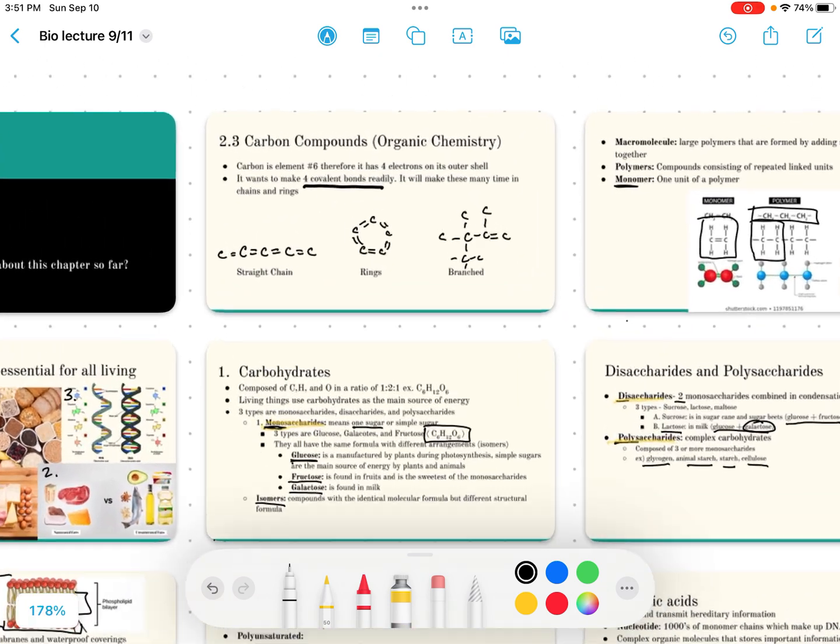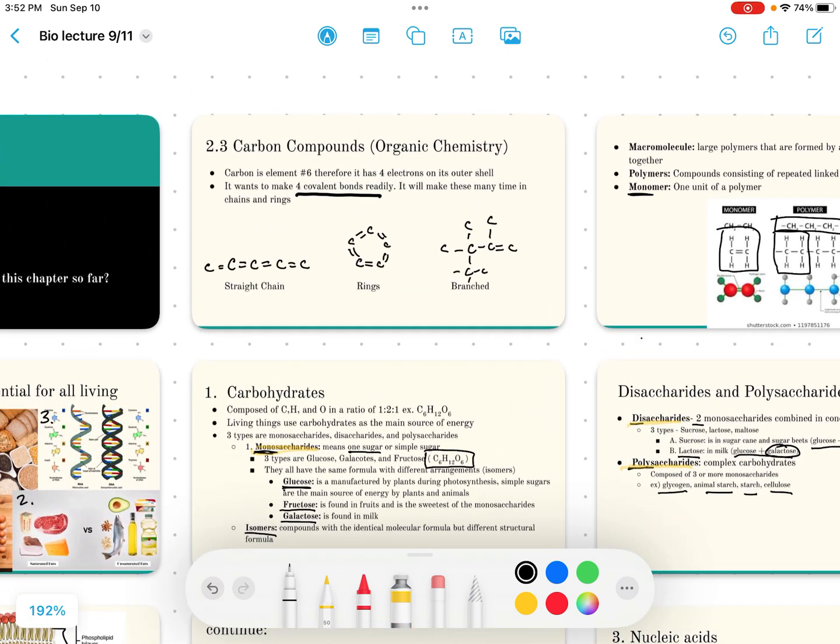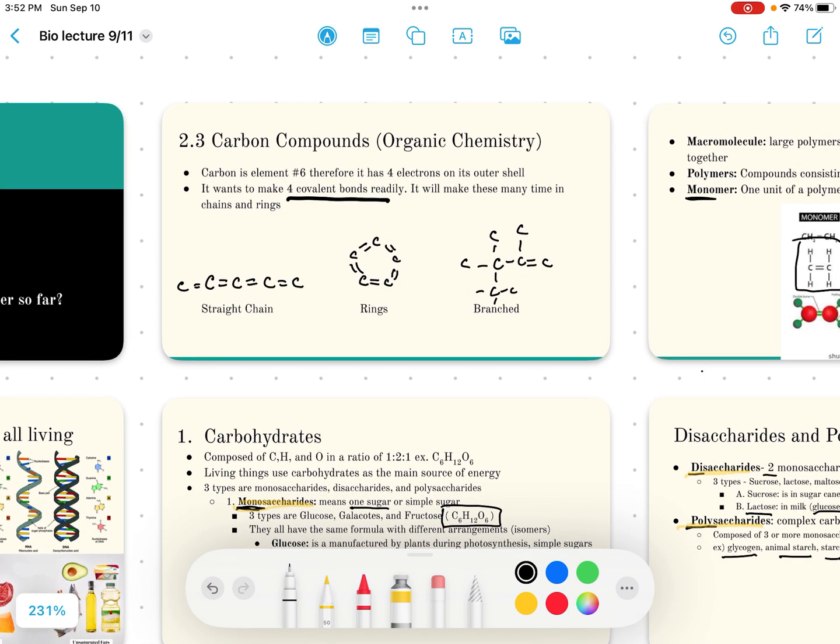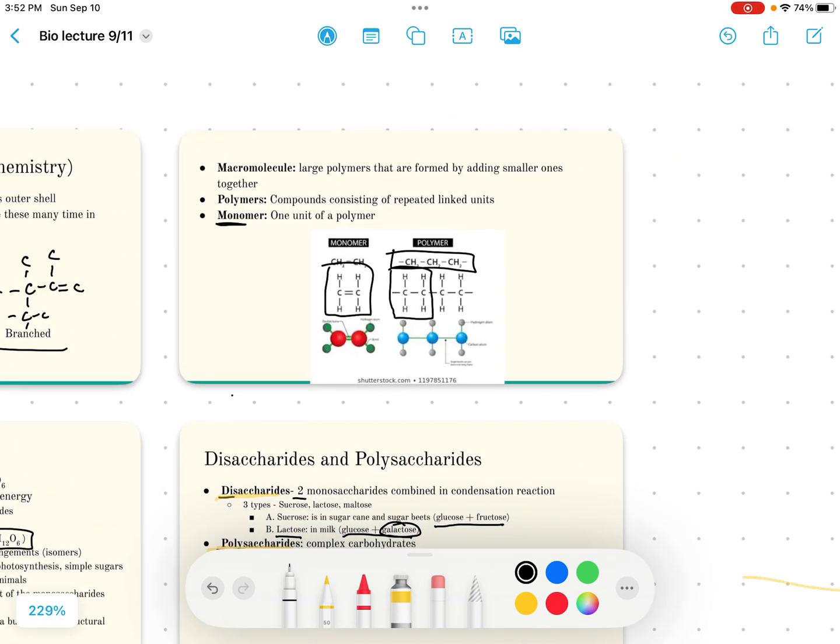First part is carbon. Carbon is part of organic chemistry. Again, anything considered with carbon is organic. It has 4 electrons in the outer shell, meaning it can make 4 covalent bonds. It loves to make many different types of bonds, so it can do a straight chain, a ring structure, and a branch structure. We also can create macromolecules with those carbon atoms, and a macromolecule is just a link of polymers or monomers stuck together.